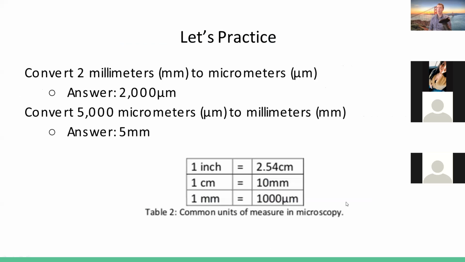Okay, so just to give you a little practice, if you were given 2 millimeters and you wanted to convert that to micrometers, well, you would look down here and you see, okay, 1 millimeter is 1,000 micrometers. So if you have 2 millimeters, you have 2,000 micrometers. And conversely, if you're going backwards, if you have 5,000 micrometers and you're converting that to millimeters, you see 1,000 micrometers is equal to a millimeter. So the answer there would be 5.